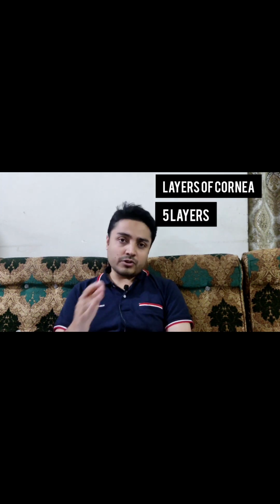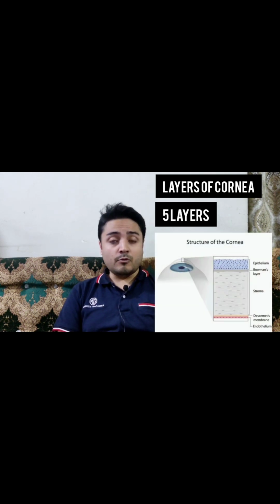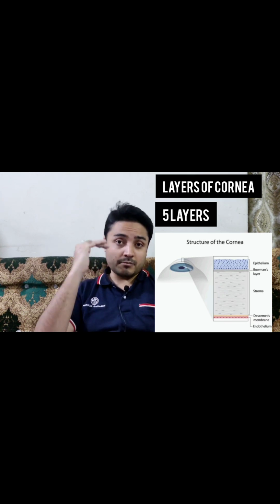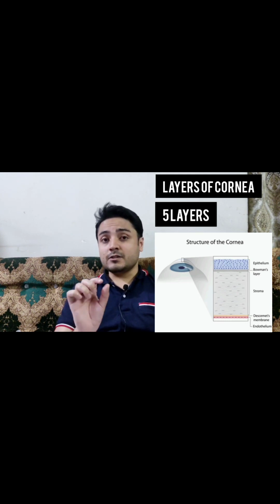Now, which layer is involved in keratoconus? Why does this thinning and bulging of the cornea occur? We need to look at the layers of the cornea first. There are 5 layers of the cornea. If you go inwards from outside, the first layer is the epithelium, then comes the Bowman layer, stroma, Descemet membrane, and endothelium. The stroma makes up the majority of the corneal thickness, and this is the layer affected in this disease.